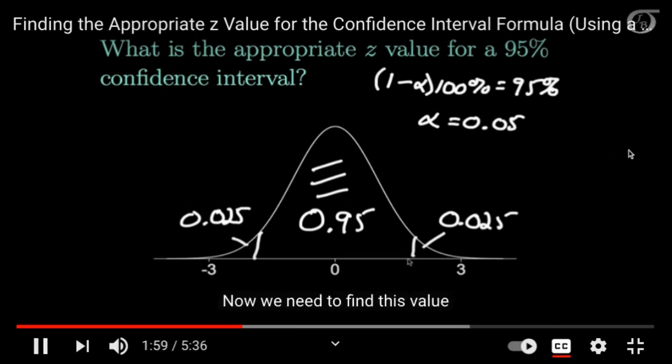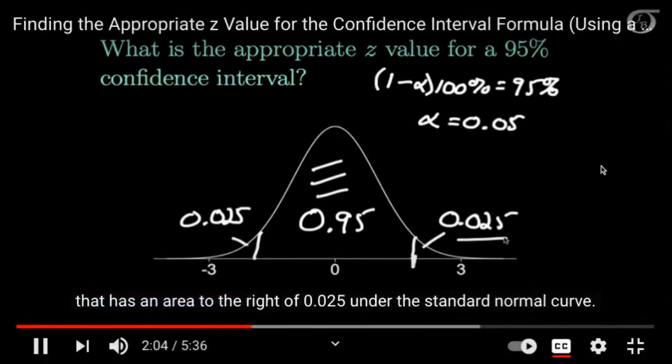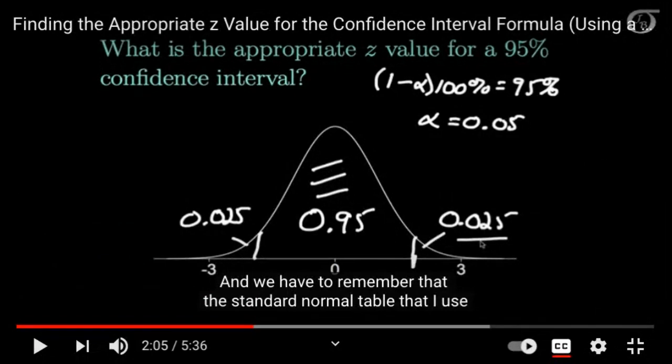Now we need to find this value that has an area to the right of 0.025 under the standard normal curve. Okay. Now why are we looking at the right side here of the curve? Can anybody answer that question? Why are we only looking at this side? Nobody?